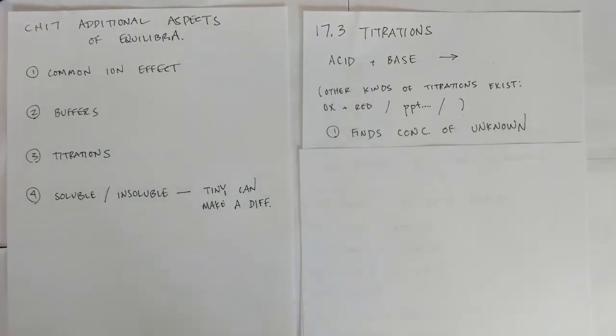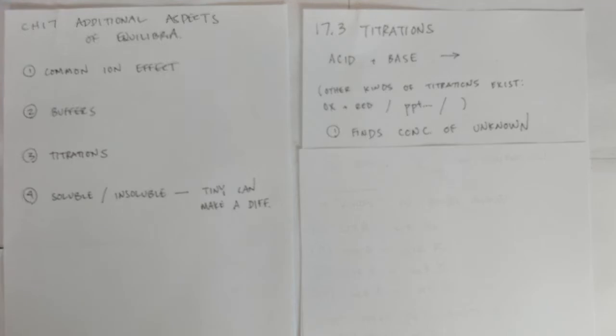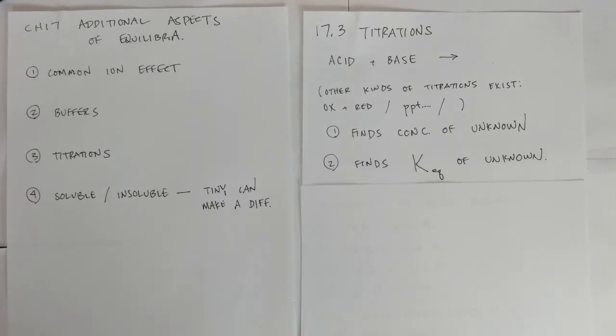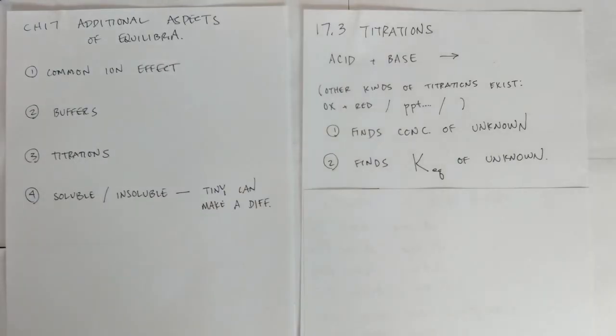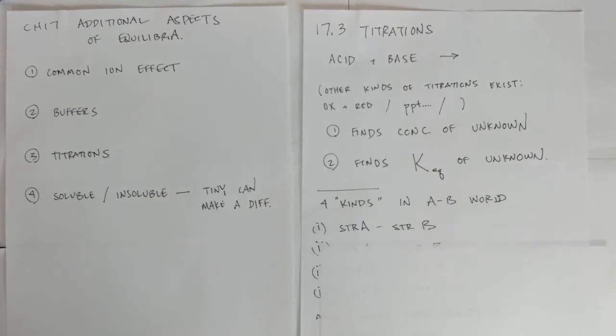So there's two reasons to perform a titration. One, to find a concentration of an unknown, or two, to find the equilibrium constant of an unknown. This is really popular in an acid-base titration because then you can identify an unknown acid or base.